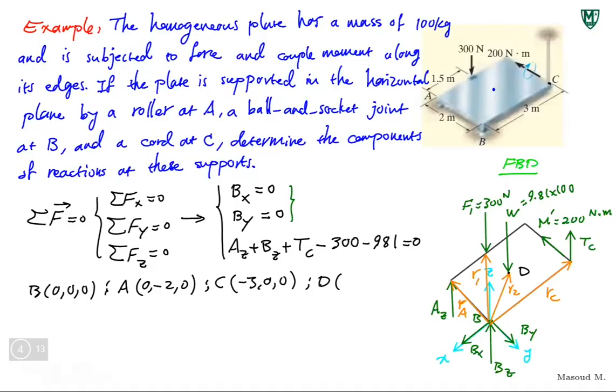Pretty bad naming of it there. We just call that RD, then it would have been easier. What is the coordinate of point D? It's exactly the center of the plate. So what do you get?